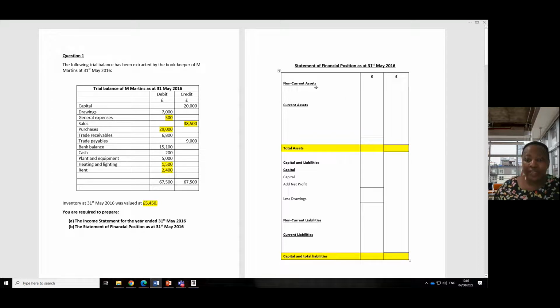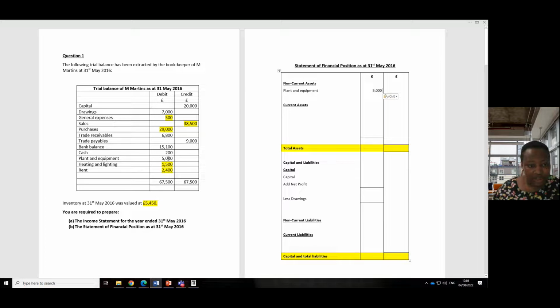We'll begin with our non-current assets. So let's see what non-current assets we have in this trial balance. All of the yellow, highlighted ones were the figures we used in our income statement, just to make it clear to us. So what are the non-current assets? Okay, so this is a non-current asset: plants and equipment. That's a non-current asset, and that is 5,000. So we'll pick that 5,000.